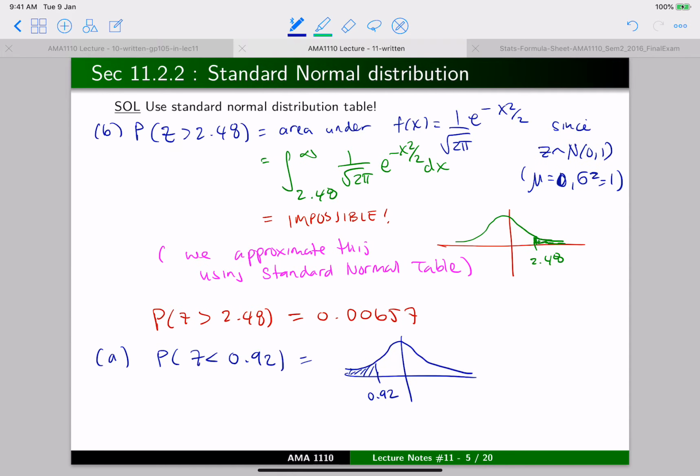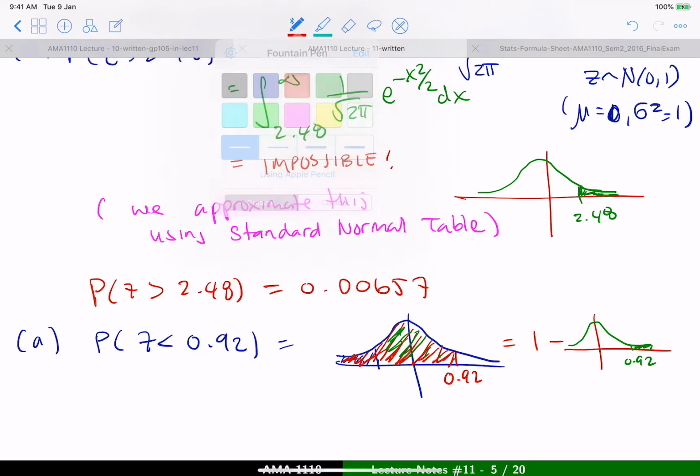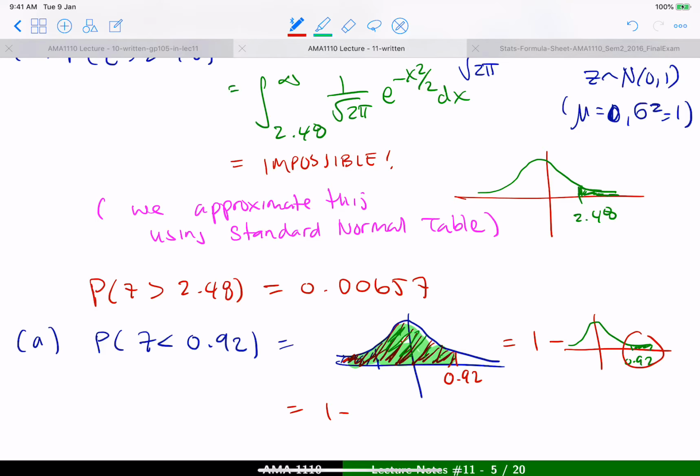So we want this middle area, the area to the left of 0.92. Well, we know this is going to be 1 minus the area to the right of 0.92, this little area here, because the total area underneath the whole curve is 1. So we subtract the small area to the right and we get this green area. This is what we want. So this is 1 minus the probability that z is greater than 0.92.